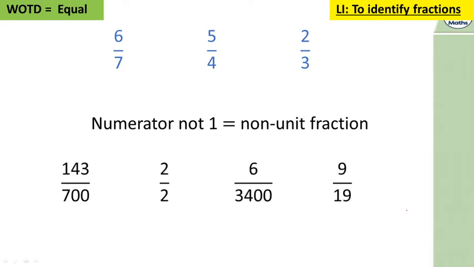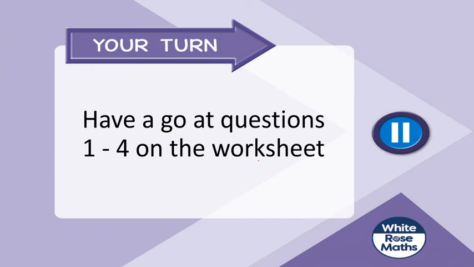So here are 4 more examples of non-unit fractions. We have 143/700ths, 2 halves, which is equivalent to a whole, 6 3,400ths, 9 19ths. So these are all non-unit fractions. Why? Because the numerator is not 1. So let's recap on unit fractions, non-unit fractions. Okay, so this is an opportunity for you to pause the video and have a go at questions 1 to 4 on the worksheet, or you can carry on listening to me and the video and then do it all at once at the end. It's up to you.